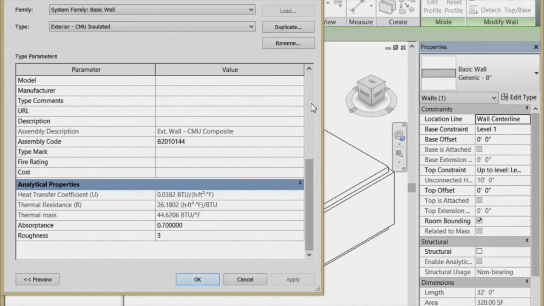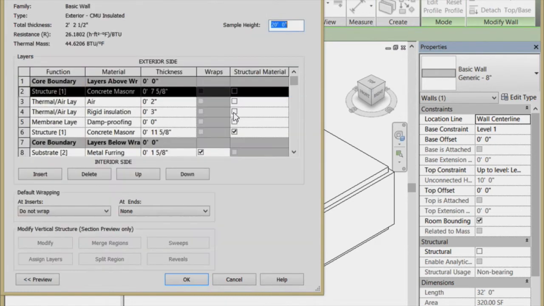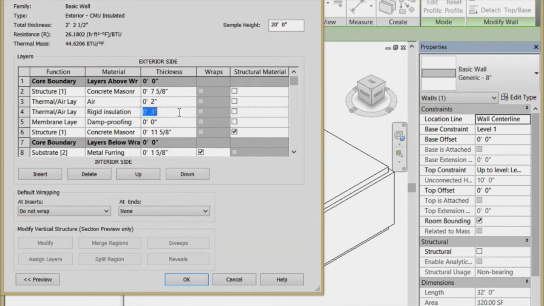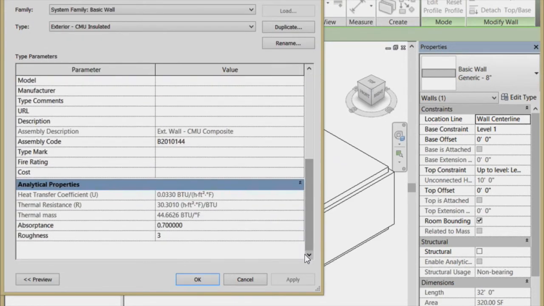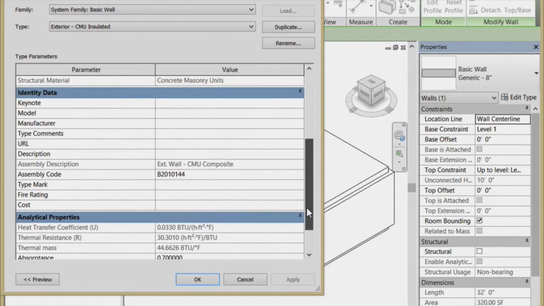If I go through and change rigid insulation from 3 inches to, let's say, 4 inches, see how big a difference that makes. It's not a very big difference. What was it before? Was it 30, or what was it before? 26. Oh, so it looks like it raised it about 4.